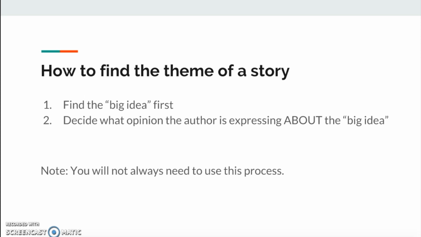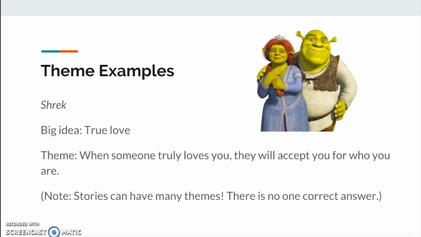With some stories they'll be very simple and you won't always need to use this process, but most of the works that you're reading in English 2 are a bit more complicated, so it might be helpful for you to find the big idea and then decide what opinions the author is expressing about the big idea.